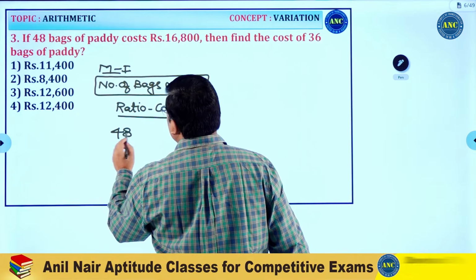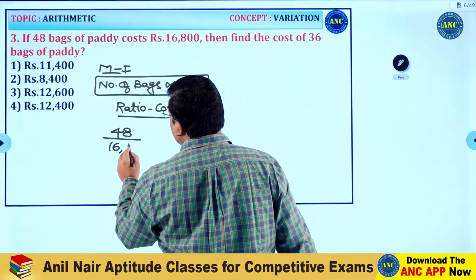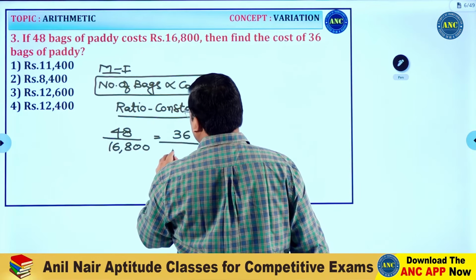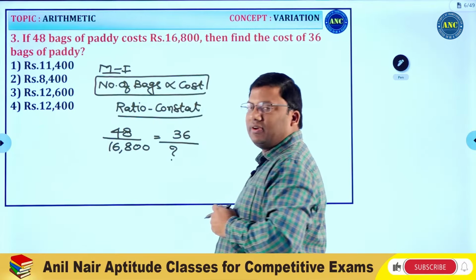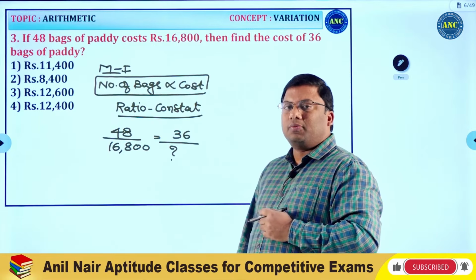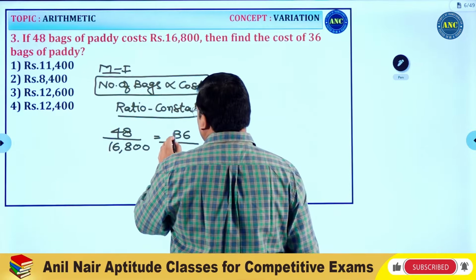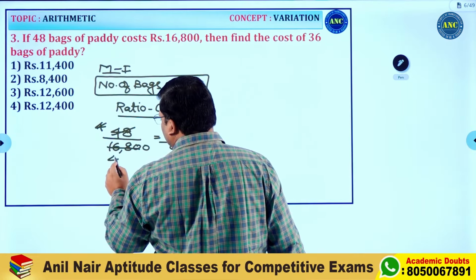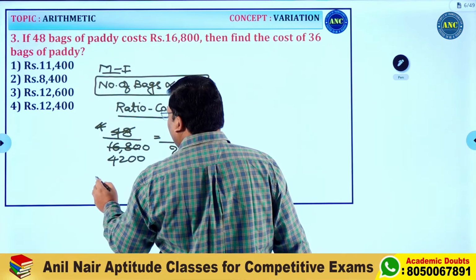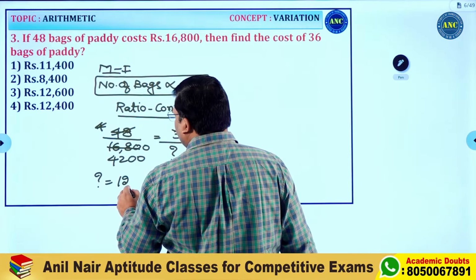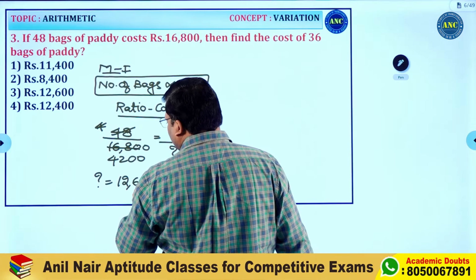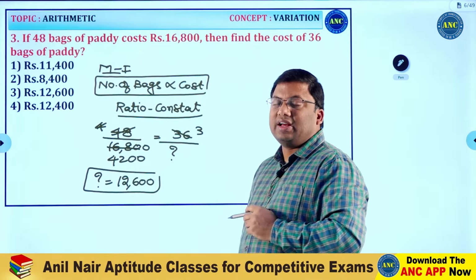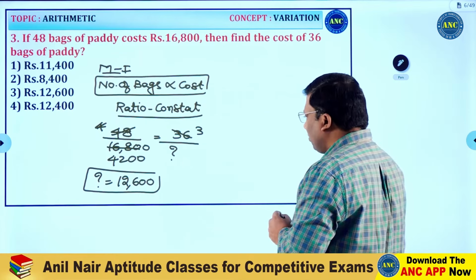48 bags is costing 16,800. 36 bags will cost how much? This is how most of the students will do it. 12 3s are 36, 12 4s are 48, so 4,200. 4,200 into 3, the answer will be 12,600. The answer for this question is 12,600.